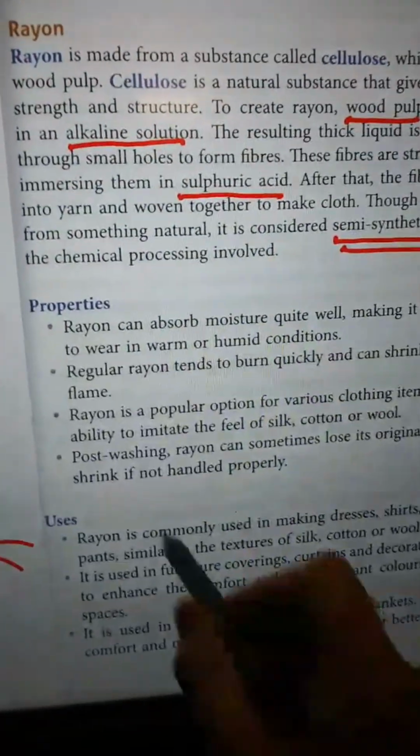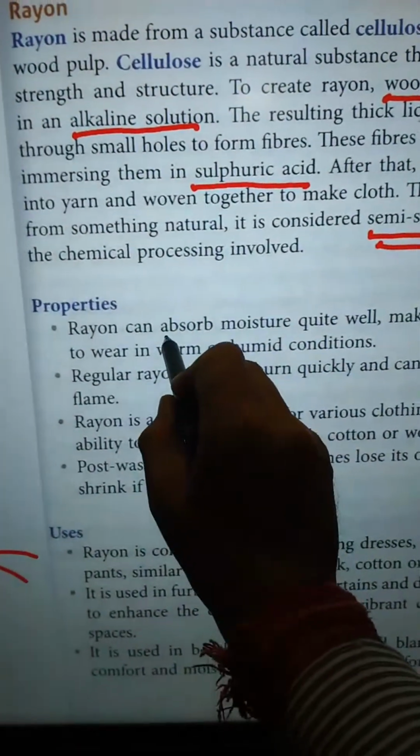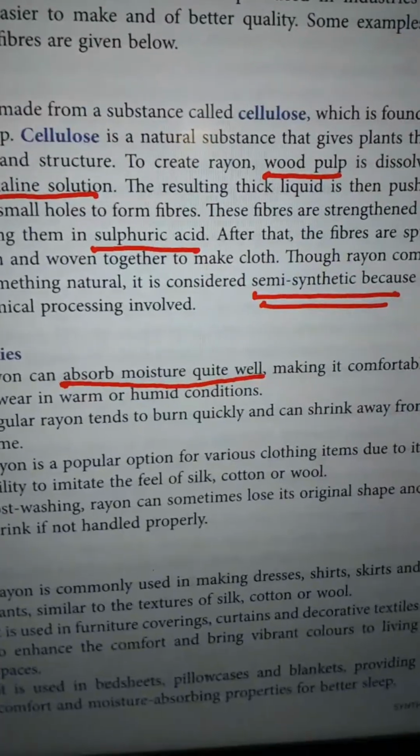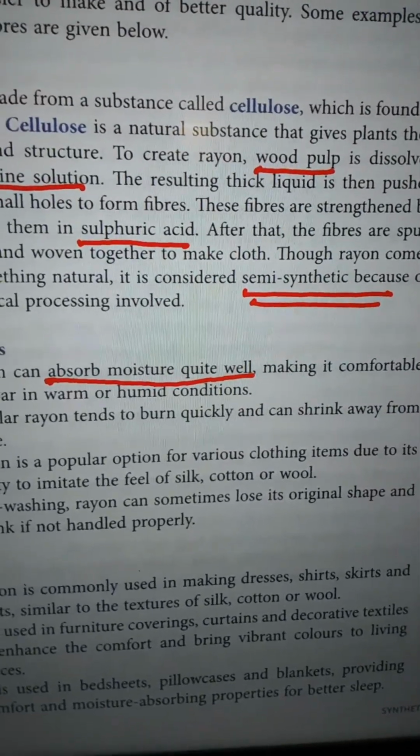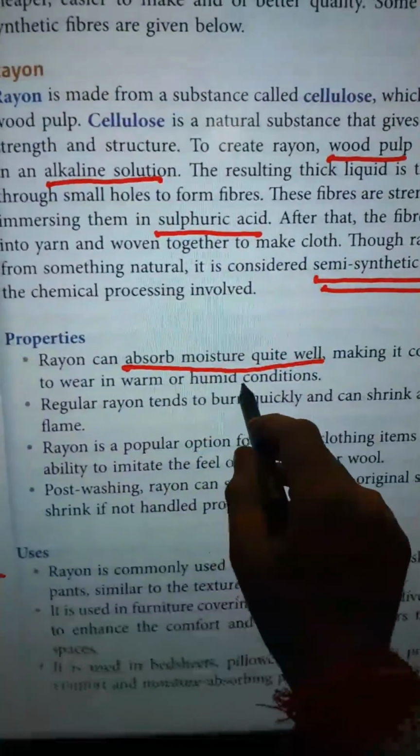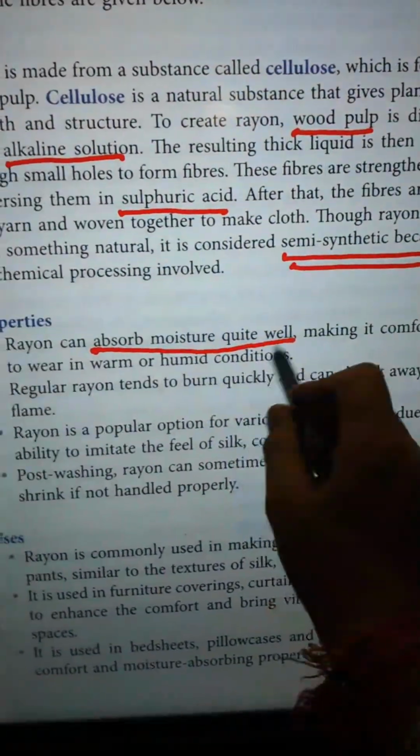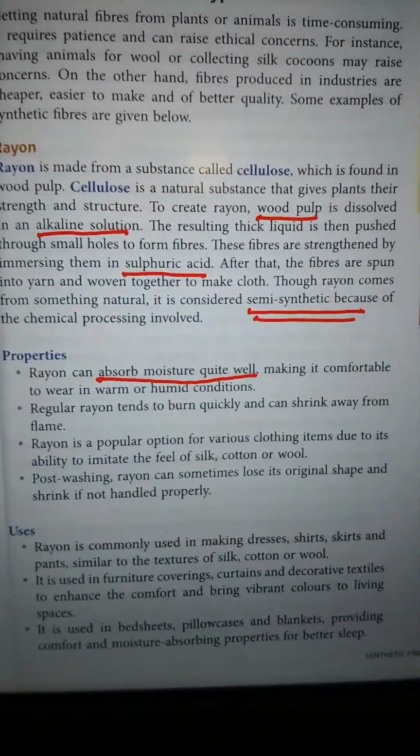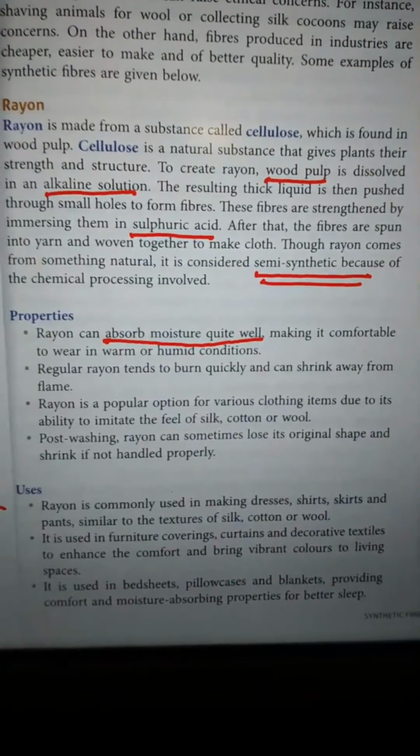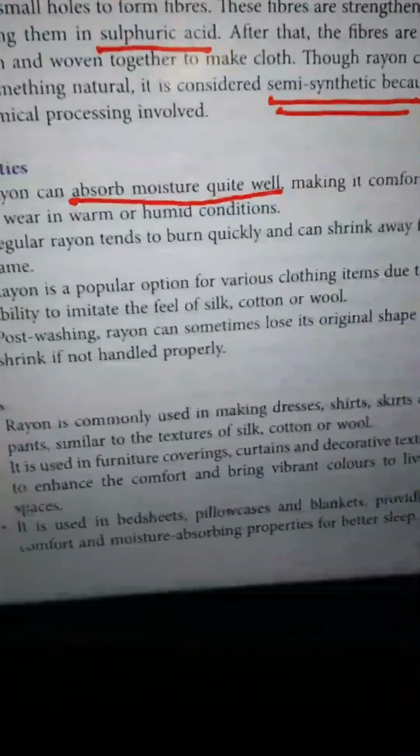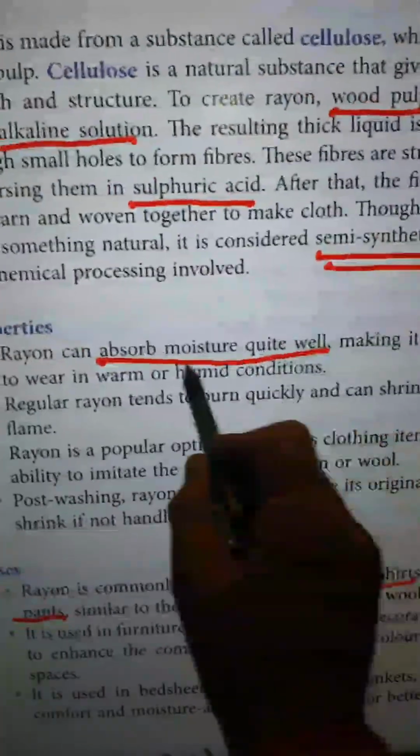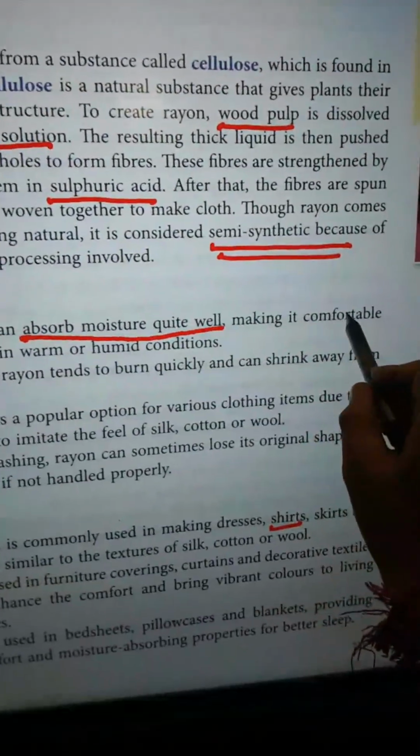Rayon has a very important property. It can absorb moisture. Mostly this property is not found in synthetic fibers, but rayon absorbs moisture and it is comfortable to wear in warm or humid conditions. So where is it used? It is used to make clothes which you wear, and they are comfortable, and they are the inner clothes. It is used in making shirts and pants because they absorb moisture. So they are comfortable to wear.